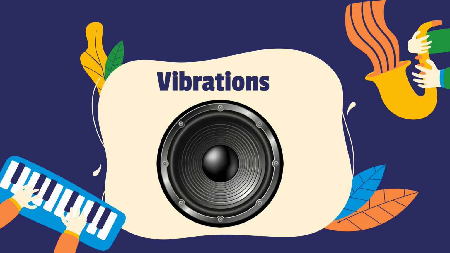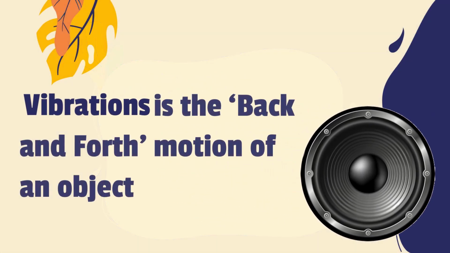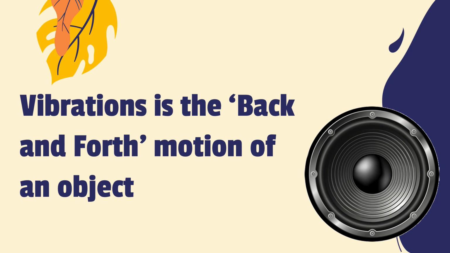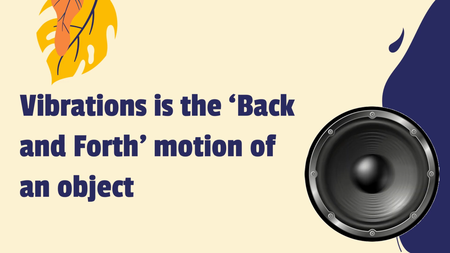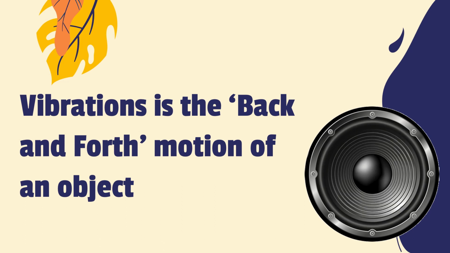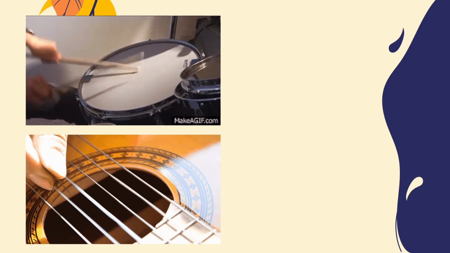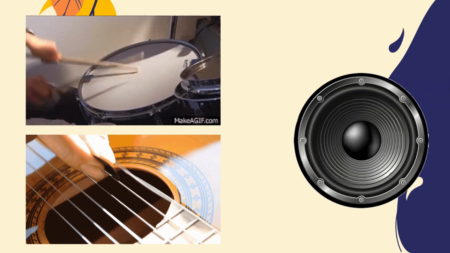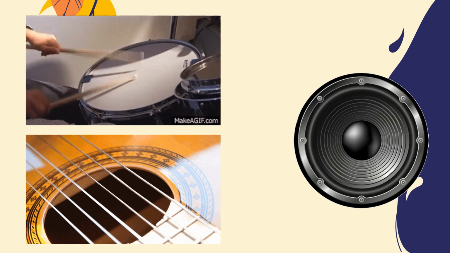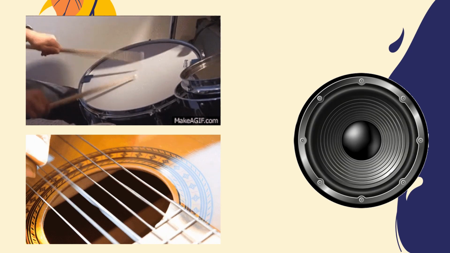Ano ba ang ibig sabihin ng vibration? Vibrations is the back and forth of motion of an object. So, ang vibration is ang pagtaas at pagbaba ng isang bagay. Kapag siya ay nag-vibrate, ibig sabihin siya ay nakakapag-produce ng sound. Halimbawa, yung mga drums, yung mga string ng gitara, ito yung mga halimbawa natin na kung saan kapag nag-vibrate yung object, ito ay nakakapag-produce ng sound.